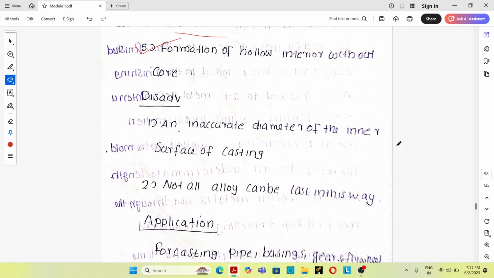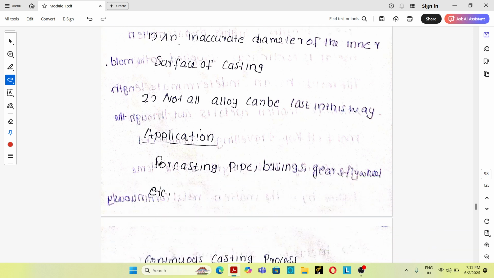An inaccurate diameter of the inner surface of the casting. The inner surface geometry and dimension cannot be achieved accurately, as there is no core. It only depends upon the centripetal force acting over the molten material. Also, not all alloys can be cast this way. We cannot cast all alloys using the centrifugal casting process.